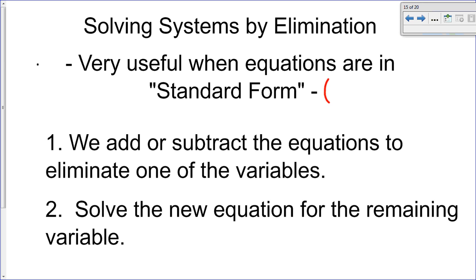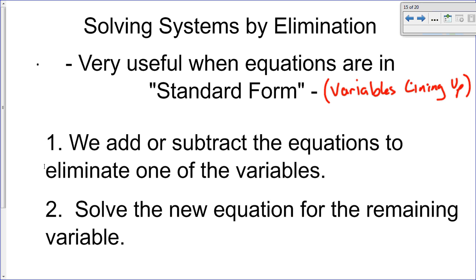You just want your variables lining up. You're not going to have it in perfect standard form. We don't have to go through all those rules of standard form. We just have to make sure that the x's are over the x's, the y's are over the y's, and your constants are over your constants. And we'll see what I mean by that in a second. It'll look like standard form, but we don't have to worry about the rules of that.